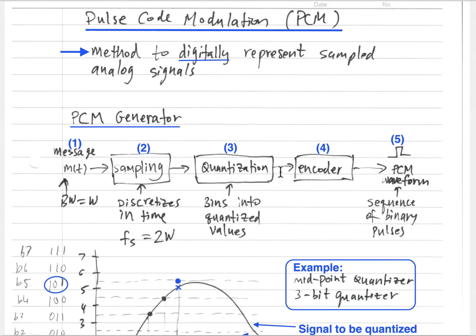Then finally, at the output of the quantization you get bits, and you want to take those bits. You don't transmit bits, you transmit waveforms. So we need to take those bits and convert them into a sequence of pulses, and that's going to be the PCM waveform. In this lecture, we're going to talk about quantization, and we'll talk a little bit about the PCM waveform.